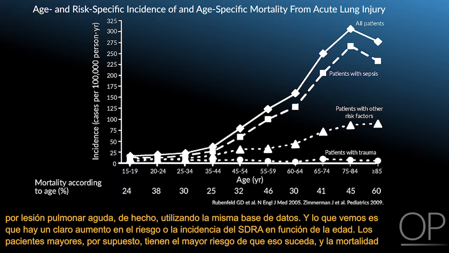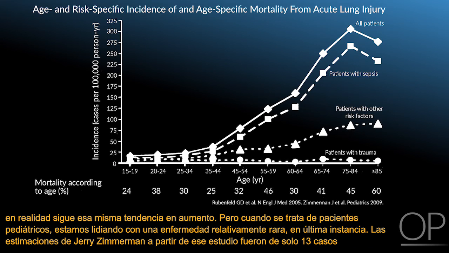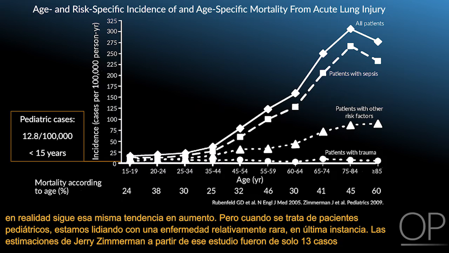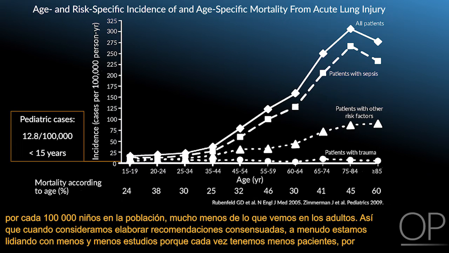And what we see is that there is a clear increase in the risk or incidence of ARDS as a function of age. The older patients, of course, have the higher risk, and mortality actually follows suit. But when we think about pediatrics, we're dealing with a relatively rare disease ultimately. Jerry Zimmerman's estimates from that study were only about 13 cases per 100,000 children in the population, much lower than what we see in adults.